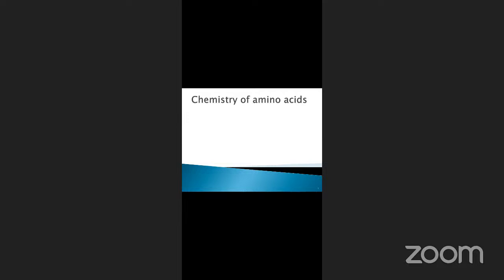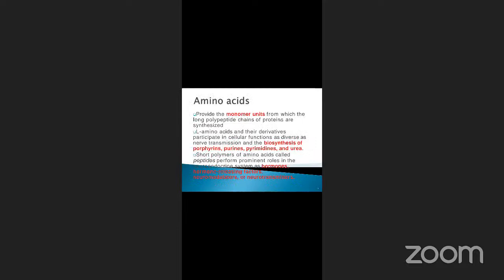So actually in the syllabus we have proteins. Before going into the topic of proteins, first we should know about amino acids. So I'm discussing amino acids. Amino acids are the monomer units, the monomers which form the long polypeptide chains of proteins. That means if the chain of amino acids is very long, we call it a protein. If it is short, we simply call it a polypeptide.